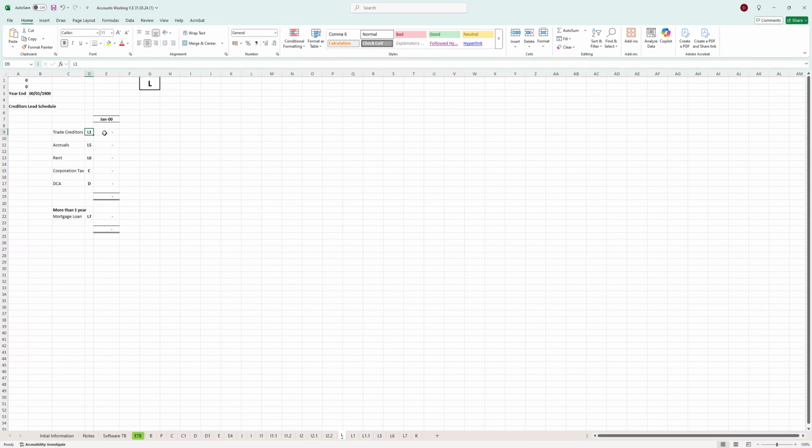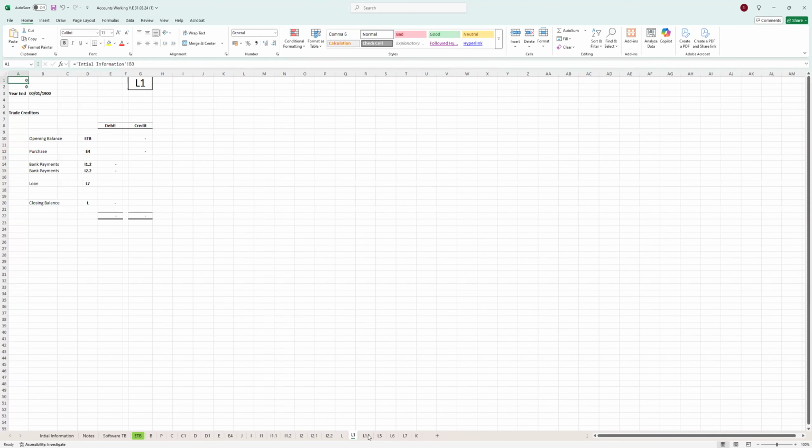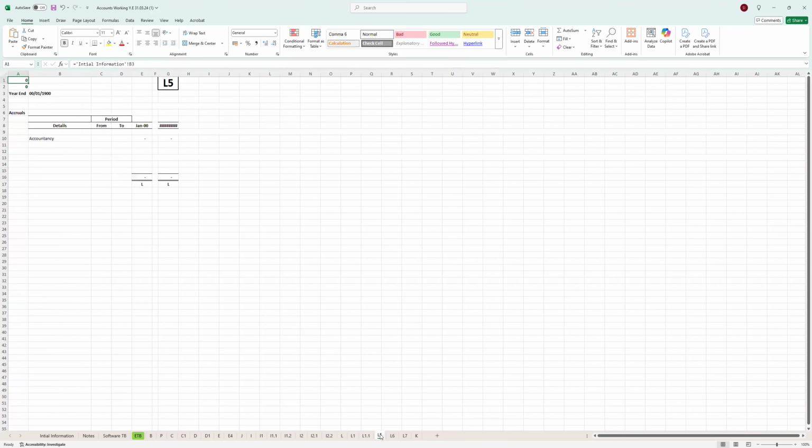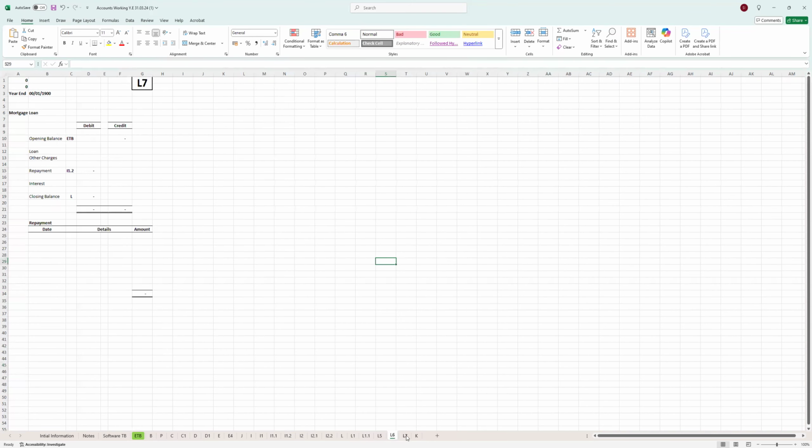But obviously here you're going to write the total, the accruals, the rent, if there is a liability, the corporation tax, the loan account. So all these liabilities will be together in the L section, and the rest of the sections will be the breakdown of that. For example, the trade creditors will come here. Then L1.1 will be the list of the creditors, how many creditors we have, and that's how we're going to record it, every single creditor and the liability we have. Then we have L5 accruals, L6 rent liability, L7 mortgage. All of these depend on whether you have them or not. It's not necessary to use everything, but if you have it, you need to use it.